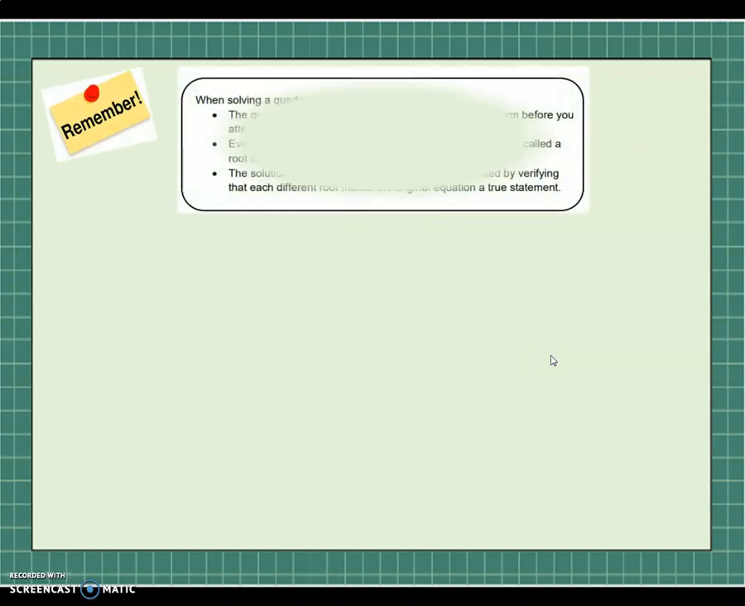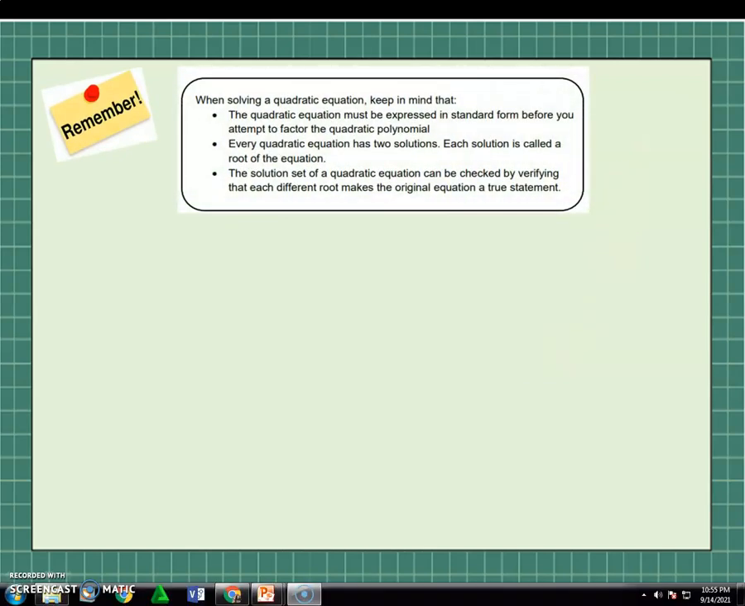Okay. So may ilang paalala lang po ako sa inyo. When you are solving quadratic equation, palagi pong isa-isip na dapat ang quadratic equation ay laging naka-standard form. Kagaya nung in-explain ko kanina at ipinakita kong mga example.